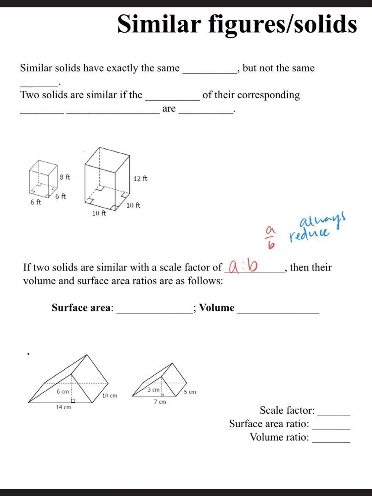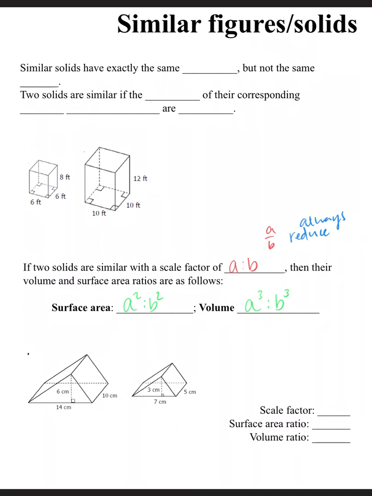So if we have two similar 3D shapes, then we have a scale factor, and then we can also find the surface area ratio and the volume ratio. And so our surface area ratio, remember, we were dealing with everything being squared, so it's going to be that same scale factor, except those numbers are going to be squared. So then our volume, everything's going to be cubed.